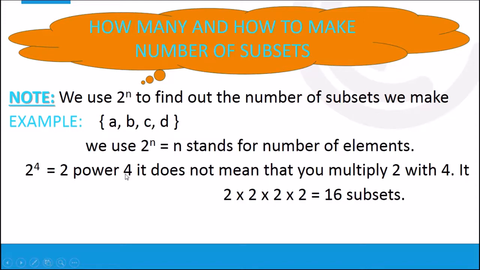2 power 4. It does not mean that you multiply 2 with 4. Don't multiply 2 with 4, because if you do you will get the answer 8, and that is not correct. When a power is given, it means the number multiplies itself that many times. There is written 4, so it means 2 multiplied 4 times by itself. So 2 twos are 4, 4 twos are 8 and 8 twos are 16. And how many subsets do you have to make? 16 subsets. Got it?